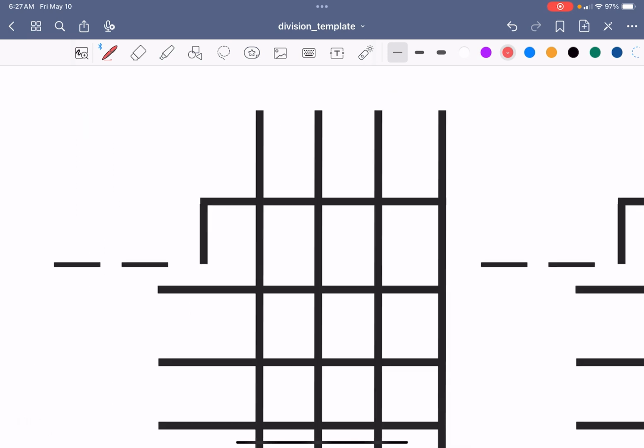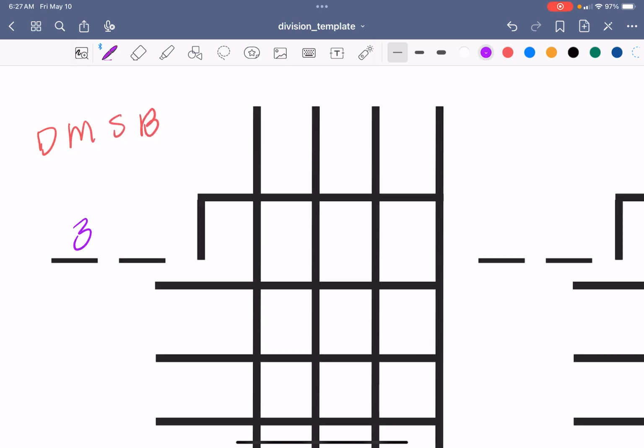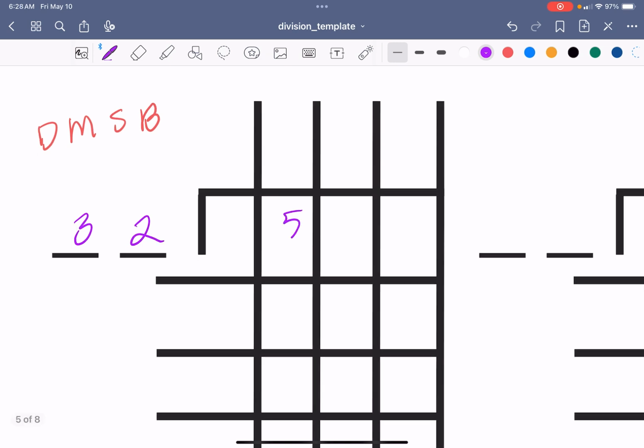Let's do another one. So I'm going to write divide, multiply, subtract, bring down. 32 into 501. So we have to divide every number. So 32 into 5 is 0. 32 into 50 is 1.